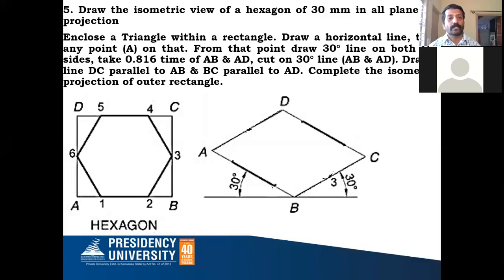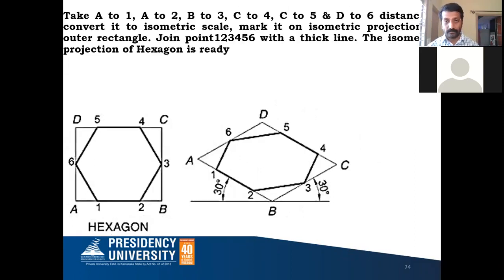Now I need to get the points of the hexagon inside and complete the isometric projection of the hexagon lamina. So ABCD is ready. Now you have to take your compass and convert those distances. Take the A to 1 distance along AB, mark 1, converting that into isometric scale. A to 2, convert that into isometric scale and mark it. 1 to 2 is ready.